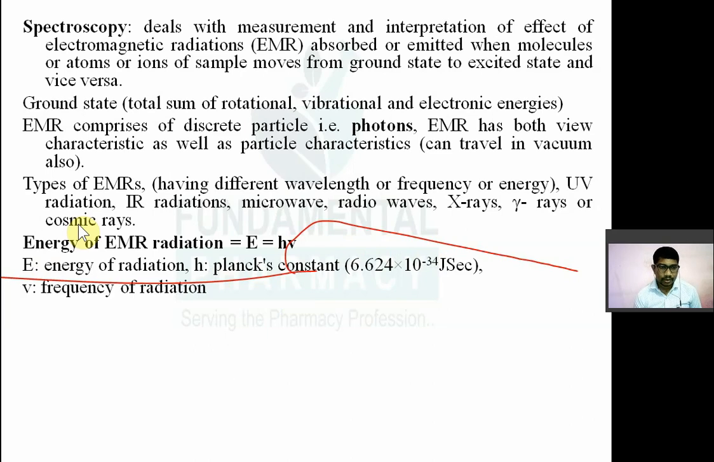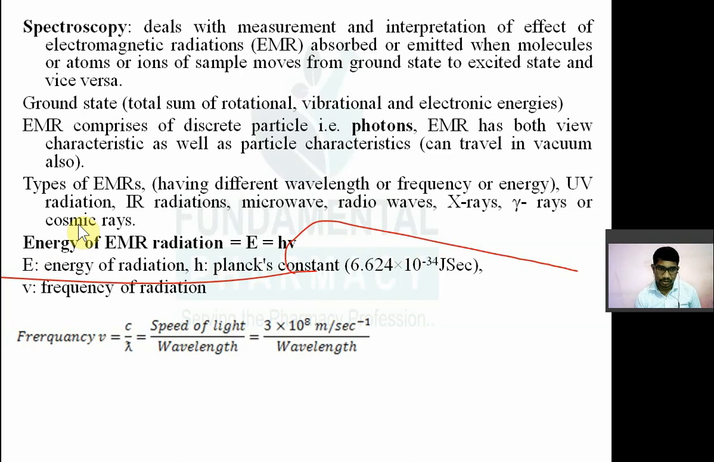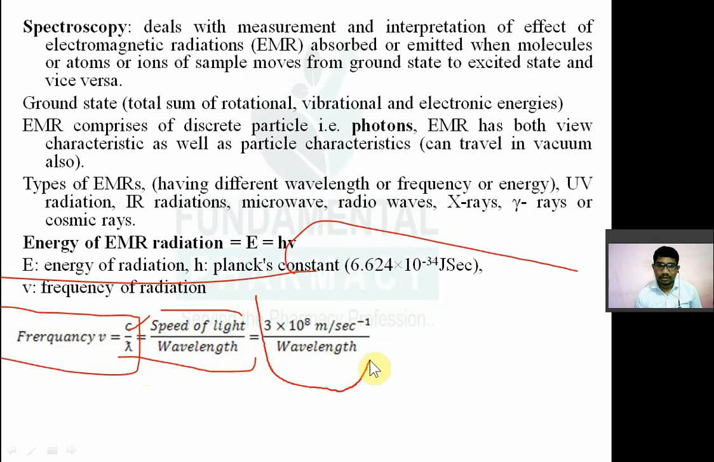Then v is the frequency of radiation. What is frequency? Frequency v is equal to c upon lambda. What is c? c is the velocity of light, which we also call the speed of light. What is lambda? Lambda is the wavelength. So it is calculated as 3 into 10 raised to 8 meter per second divided by the wavelength. So you can calculate the energy from the wavelength.